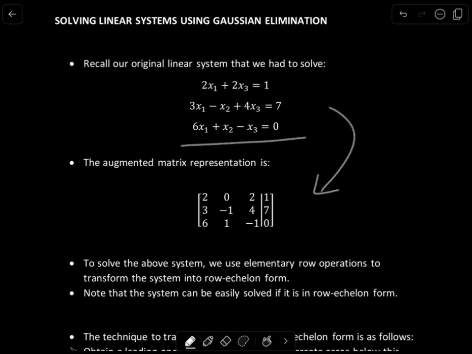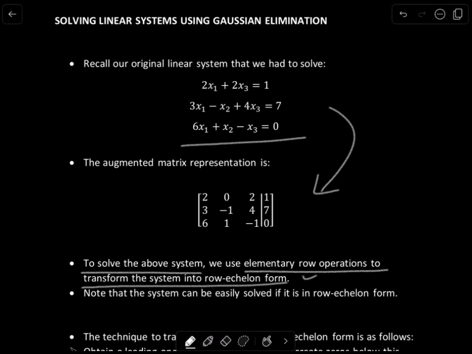The big question. To solve the above system, we use the elementary row operations to transform the system into row echelon form. A note, it may be possible to transform it into reduced row echelon form. It may be possible, okay? The key word is "may be." And you can solve it like that.